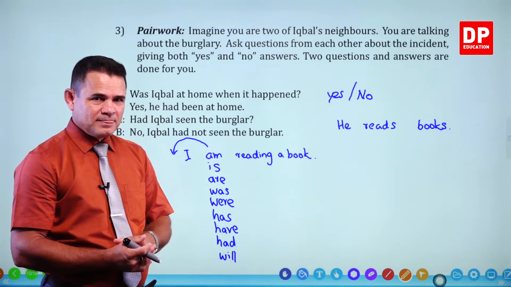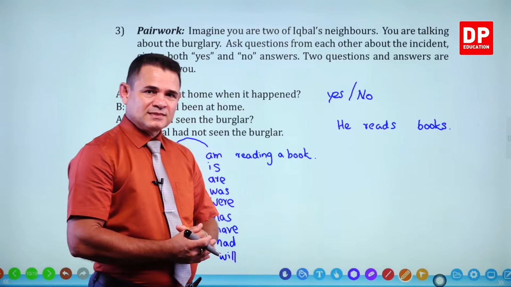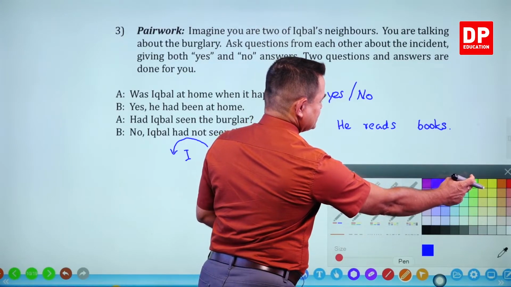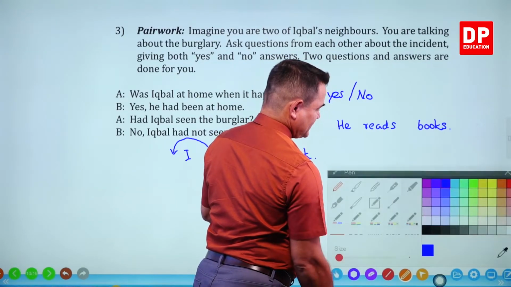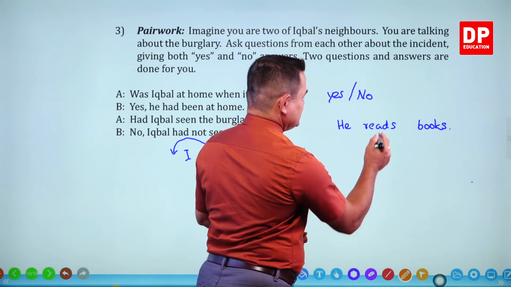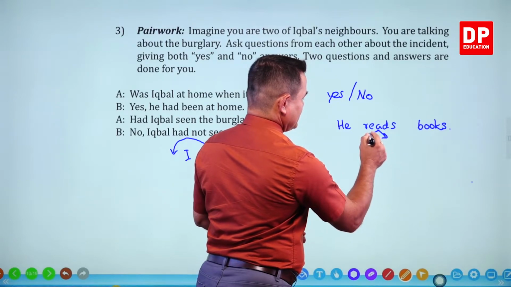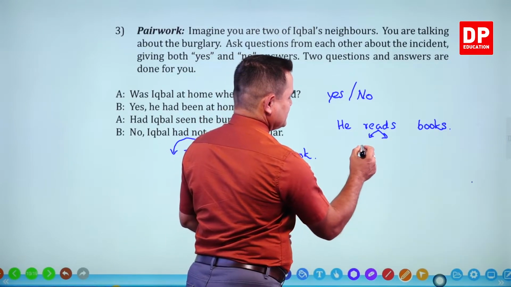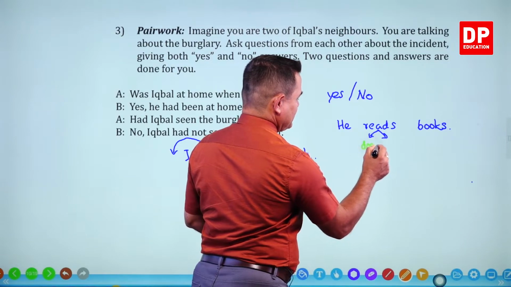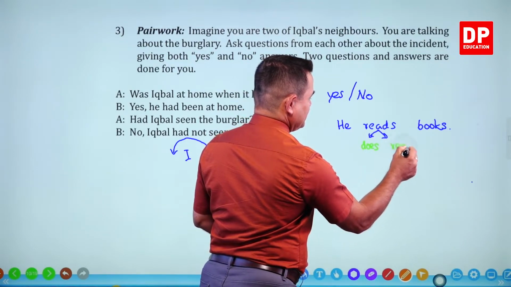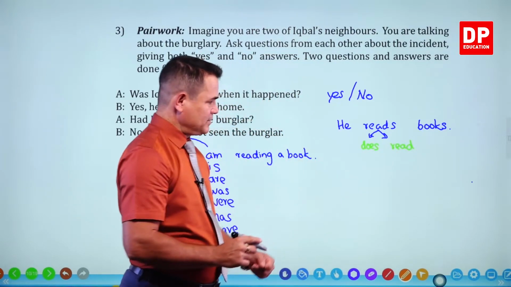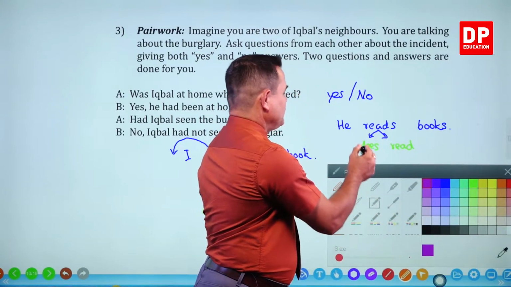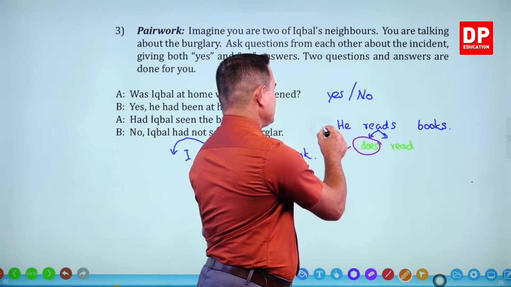What is the verb here? Verb is reads. Then remember there are two other words with that. So when you take reads, it is does and read. Remember. So then, to form the question, you take does to the front.